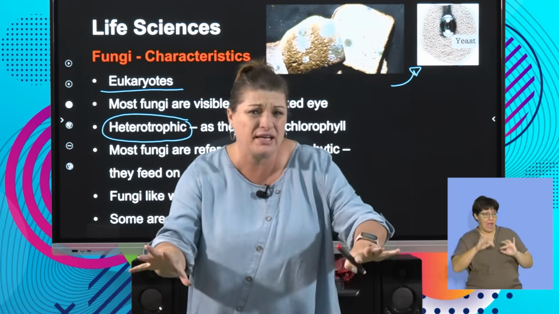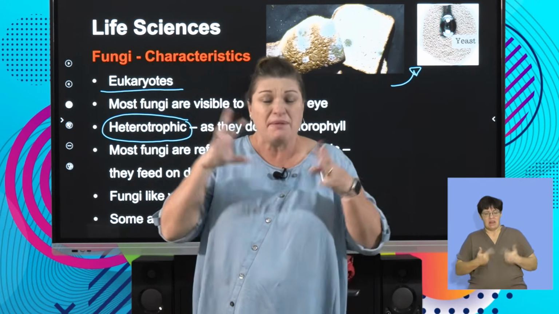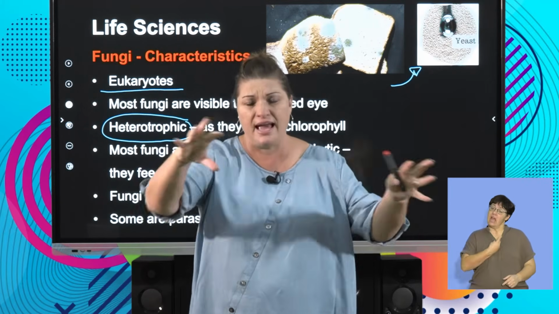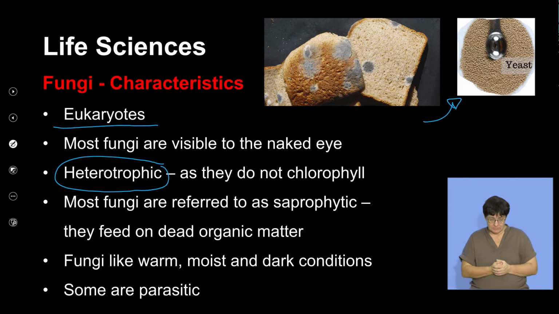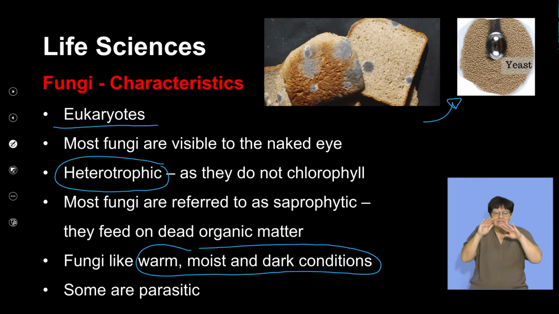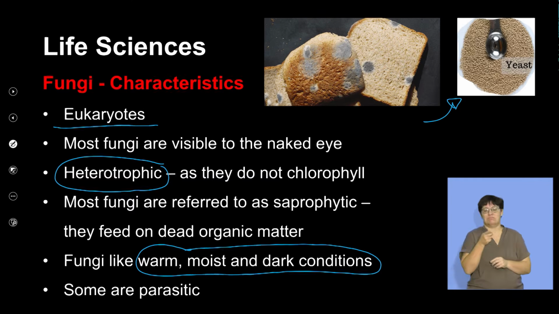They live off dead organic matter. Some of them are parasites. They live on you, right? But they cannot make their own food, and they have a variety of ways in which they are going to get that food. Now, very important, fungi, what do they like? Oh, nice, warm, moist, dark conditions. That is where they are going to flourish the most.